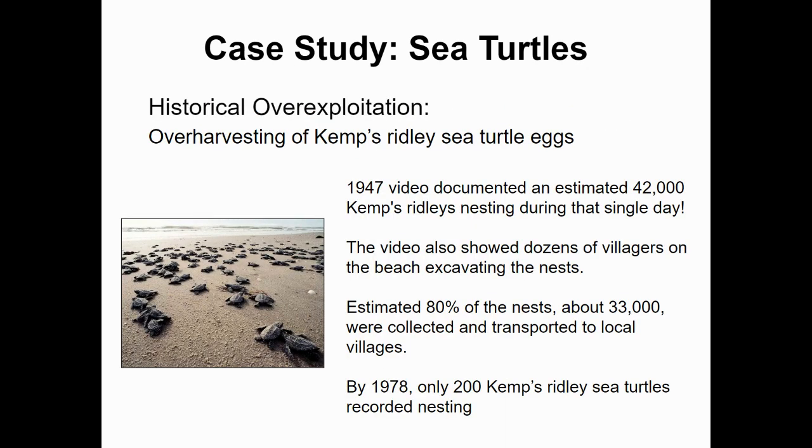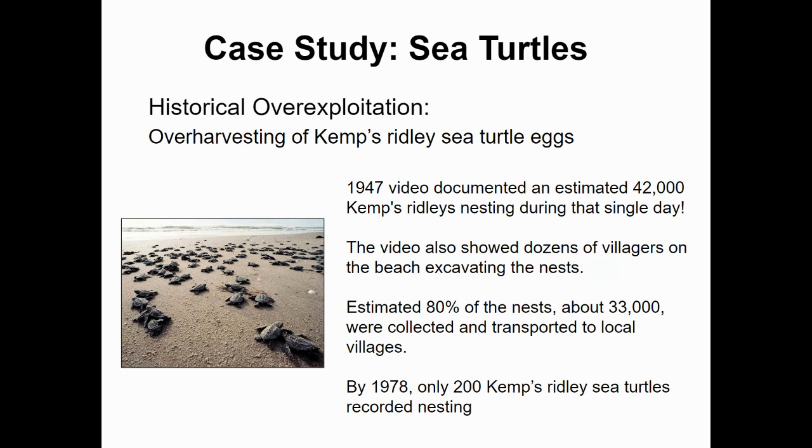Historically, humans have exploited this fact. When they noticed all of the turtles coming onto the shore, the local villagers would go down and take those eggs for food. In 1947, they saw 42,000 turtles laying their eggs in a single day. Okay, that's a lot. But at that same time, the villagers came out, took advantage of that, and 80% of those nests were collected and the eggs were transported to local villages as a food source.